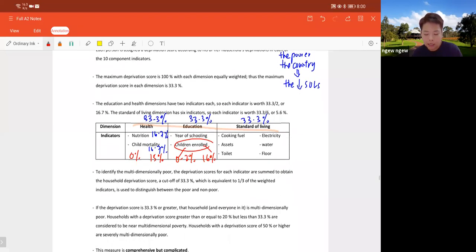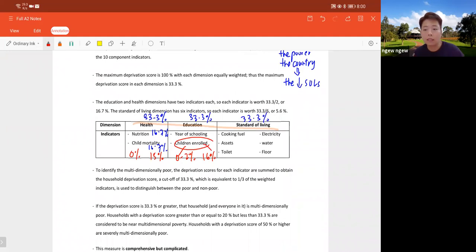And lastly, in terms of standard of living, we include six individual indicators, for which we divide 33.3 by 6, so each will be 5.6%. So these six indicators include cooking fuel and assets and so on. I could choose some examples based on my understanding. For example, in terms of cooking fuel, we want to assess whether you are using a gas stove, or whether you are using animal dung as your source of fuel.